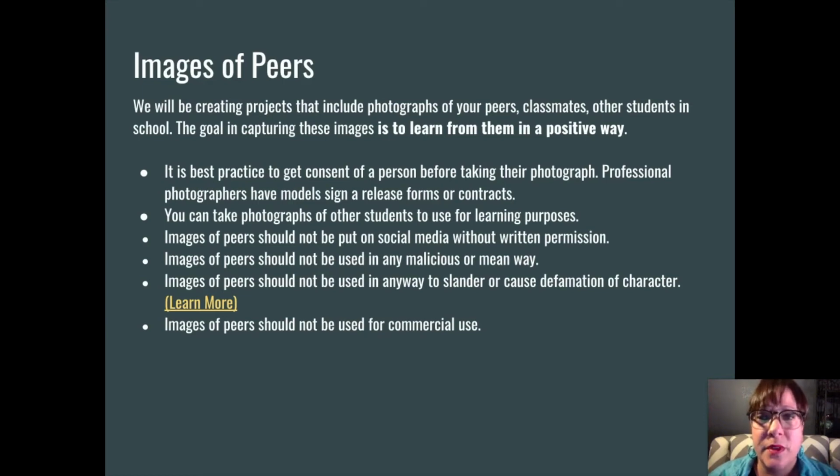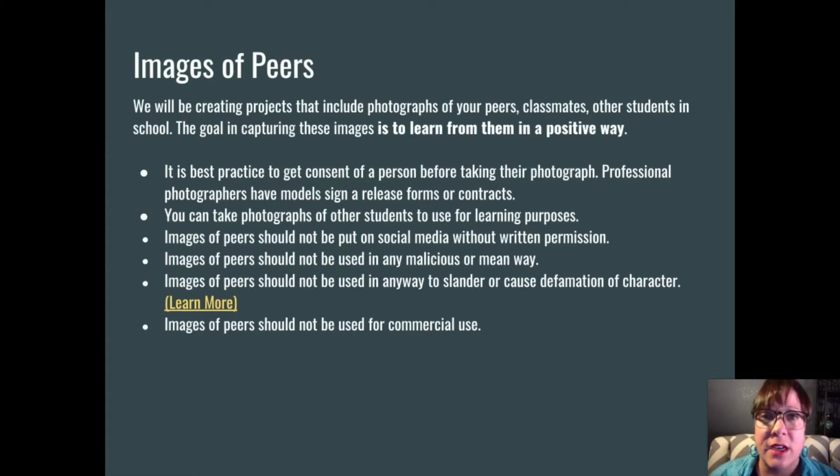Images of peers. So we will be creating projects that include photographs of your peers and classmates and other students in our school. The goal in us capturing these images is to learn from and use them in a positive way. It is best practice to get consent of the person before taking their photograph, and professional photographers have models sign model release forms or contracts.